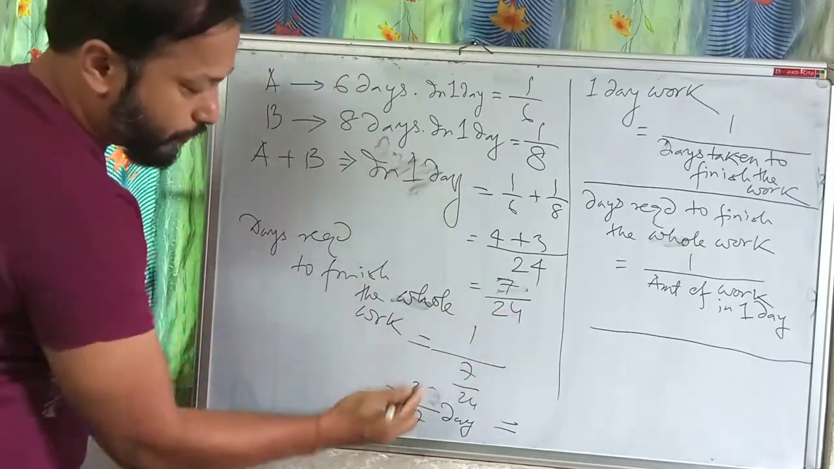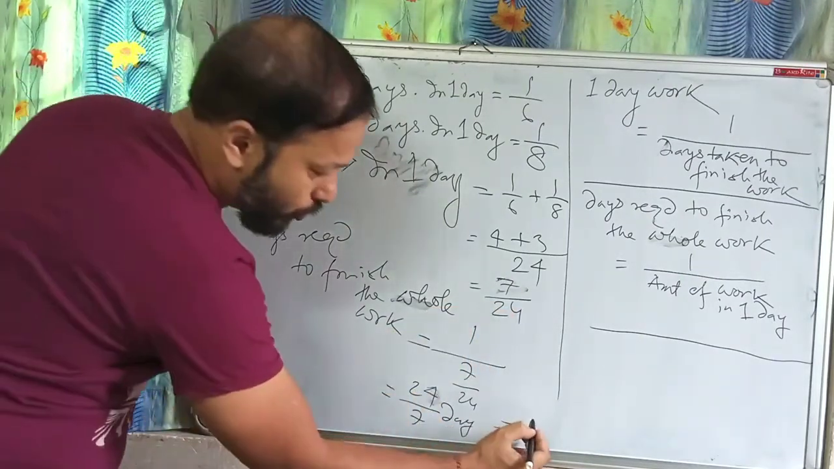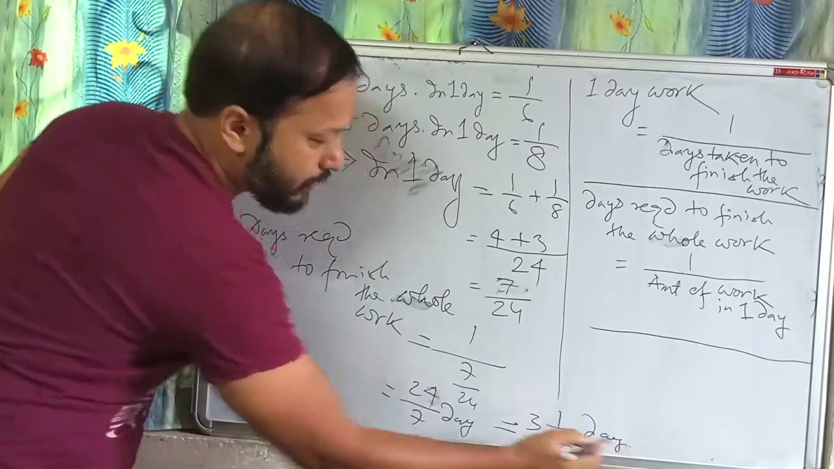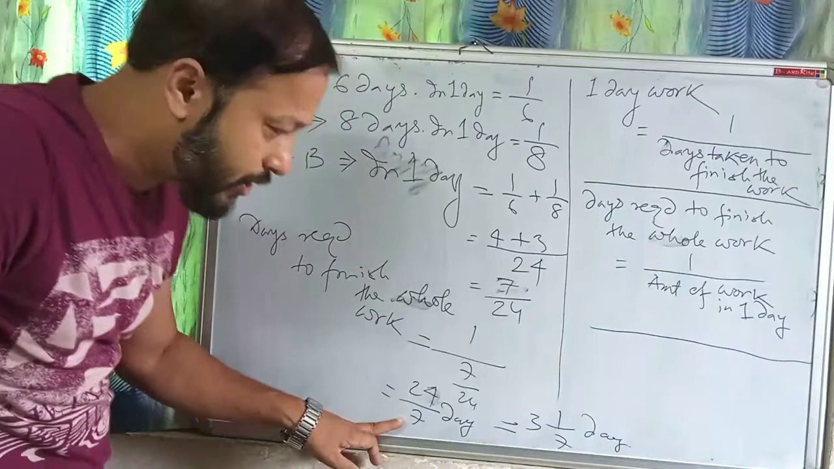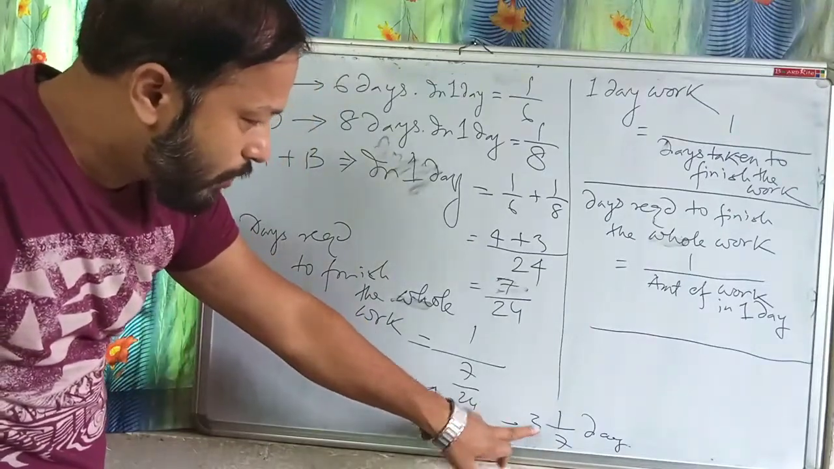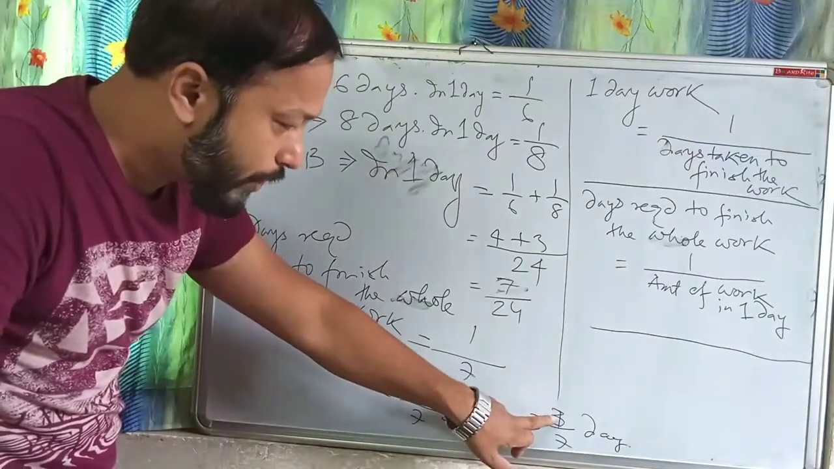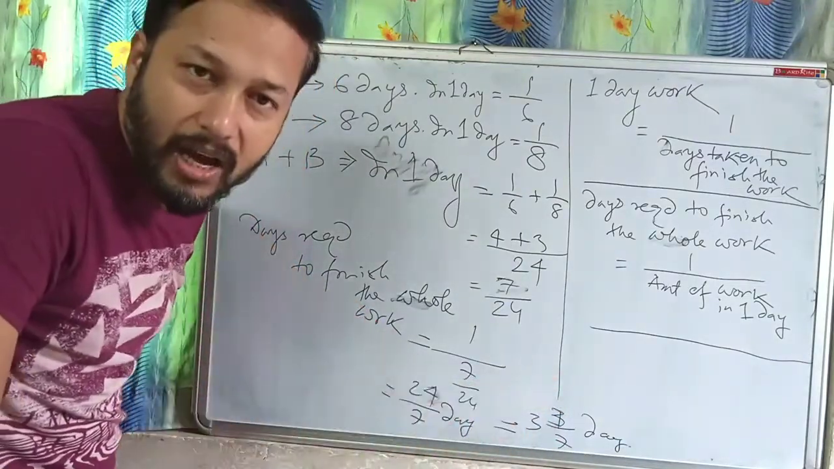That is 24. So you can do it like this also. These days, I am converting into a mixed fraction. 7 3s are 21, plus 3, that is 24 by 7. This is the answer.